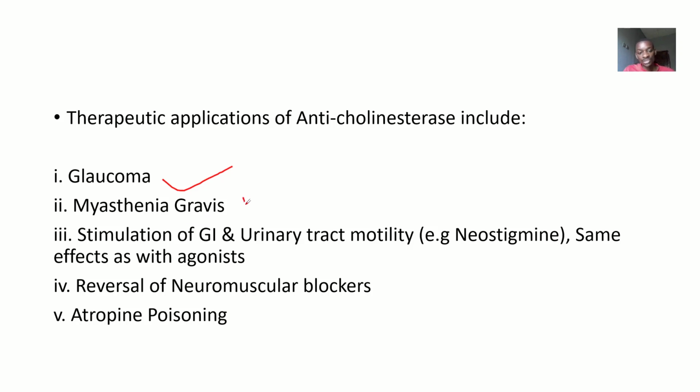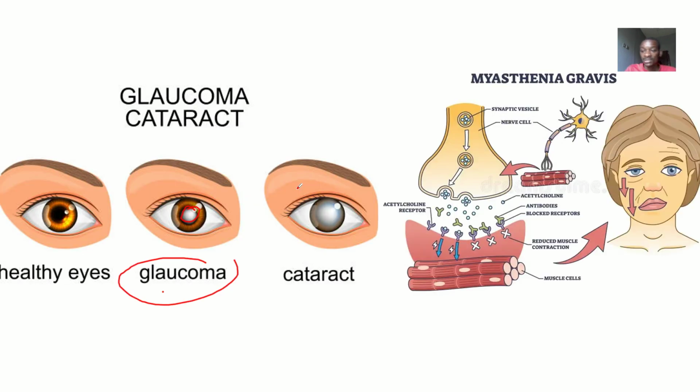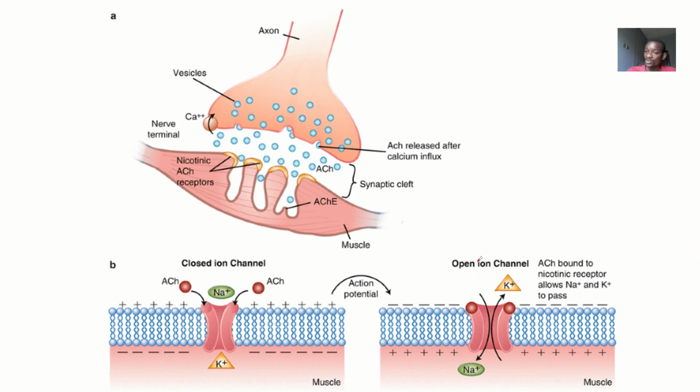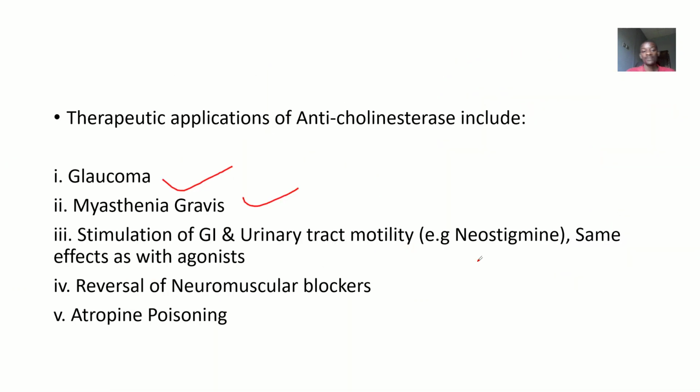It can also be used in treating conditions like myasthenia gravis. This is myasthenia gravis. Myasthenia gravis is basically muscle weakness. You see the drooping on the side of the cheek, all right? Drooping on that side of the cheek, all right? It can be used to actually treat this medical condition. Then also it can be used to what?